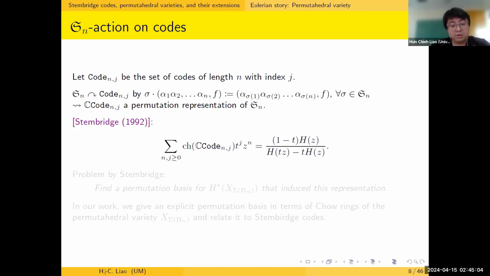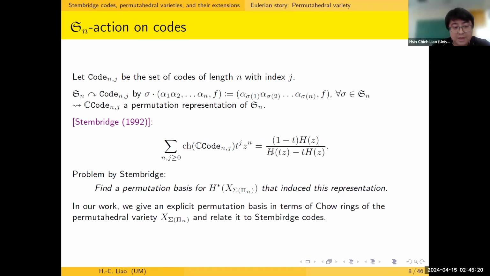So Stanley and Stembridge, in 1992, computed the Frobenius characteristic of this representation, and showed that it has the same formula. So it's actually isomorphic to the cohomology of the permutohedral variety. And he then proposed a problem of finding a permutation basis for the cohomology of the permutohedral variety that induces this representation. And in our work, we give an explicit permutation basis in terms of the Chow ring of the permutohedral variety, and we relate it to Stembridge's codes.